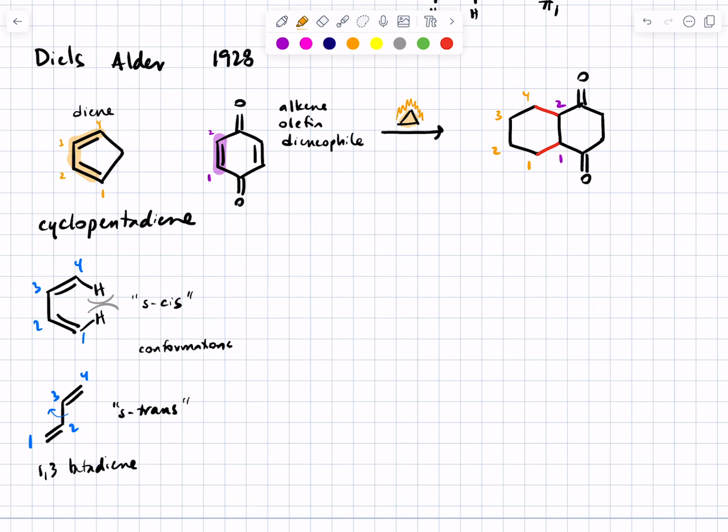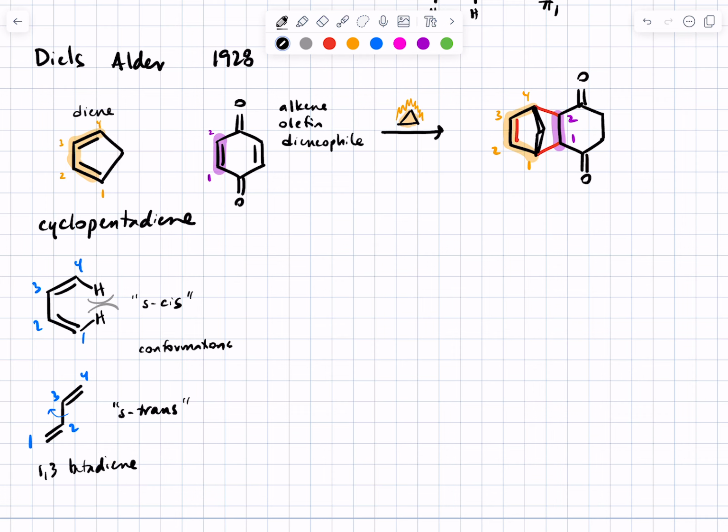Okay, so here are your 2 carbons from the olefin or the dienophile. Here are the 4 carbons from the diene. Also there is a new pi bond between carbons 2 and 3. And then let's see, the only other thing we're missing is we still need this carbon that's attached to both carbons 1 and 4. We're going to show that as a wedge here.